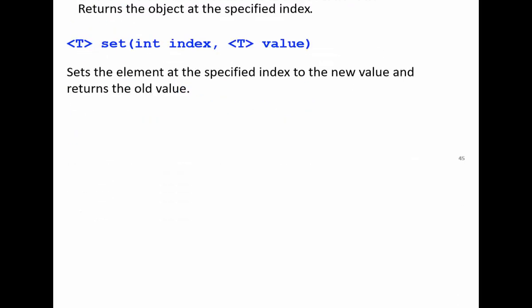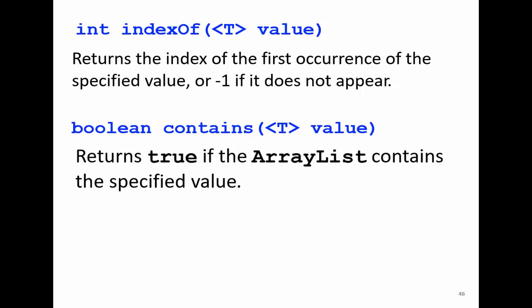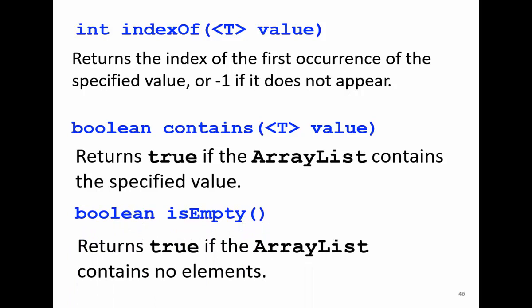I can ask for index of. I give the value of a specific data type and ask for the index. And it will return -1 in case we couldn't find the object that we are looking for. Again, we have a contains, give the object value, and we ask if the array list contains that object or not. Is empty, we can ask if the array list is empty or not, and in that case we have a true if the array list is empty and contains no elements.